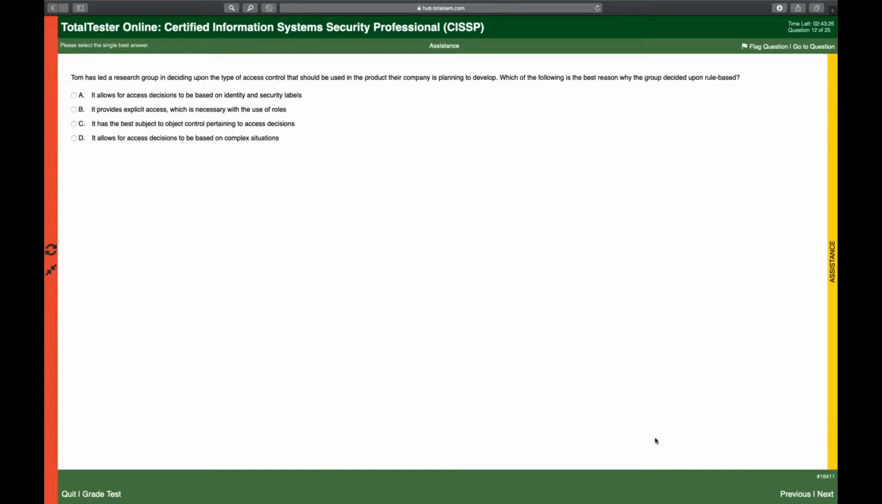All right, number 12. Tom has led a research group in deciding upon the type of access control that should be used in the product their company is planning to develop. Which of the following is the best reason why the group decided upon rule-based access control?